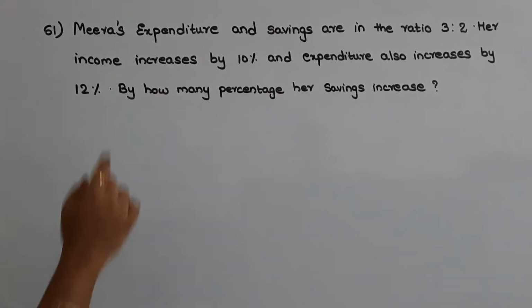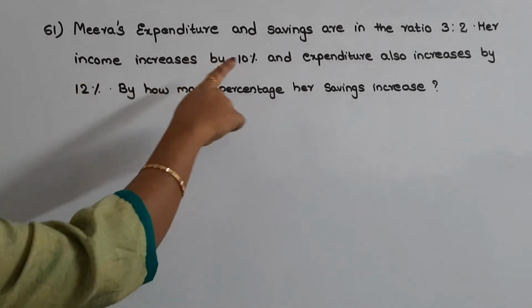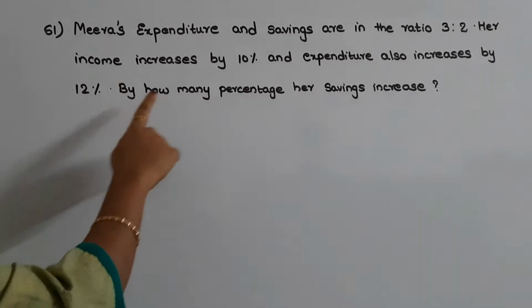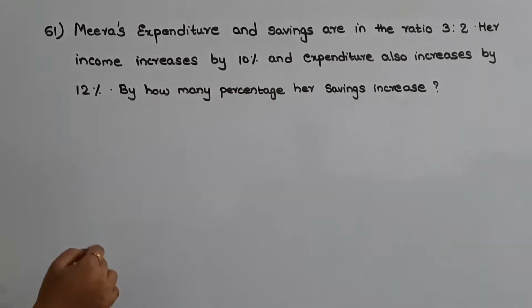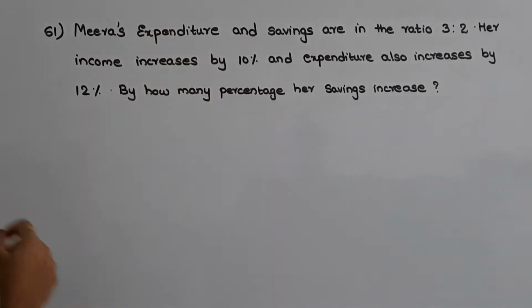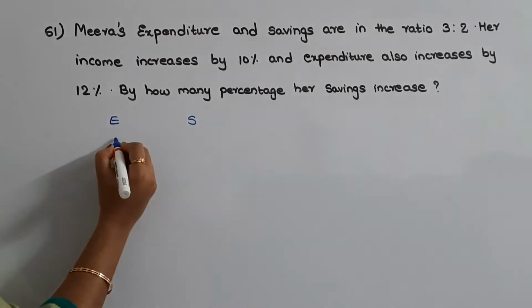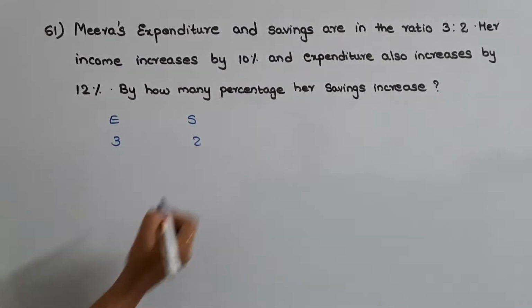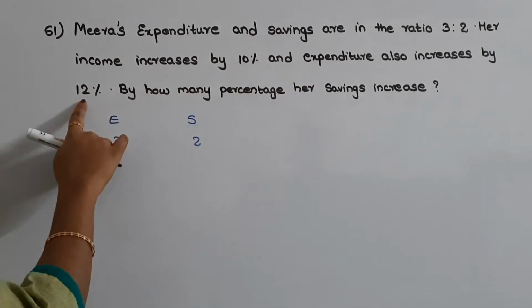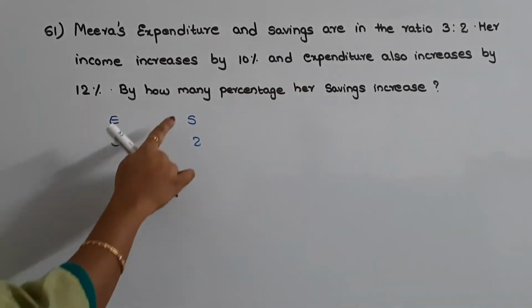The next question is, Meera's expenditure and savings are in the ratio 3:2. Her income increases by 10% and expenditure also increases by 12%. By how many percentage her savings increase? So in this question, they have given the ratio of the expenditure and savings of Meera as 3:2. Income increases by 10% and expenditure also increases by 12%. Then we need to find out the percentage increase in her savings.